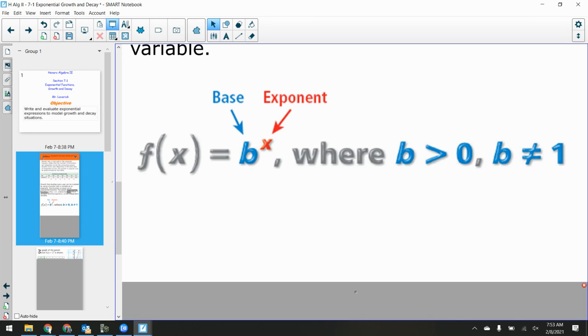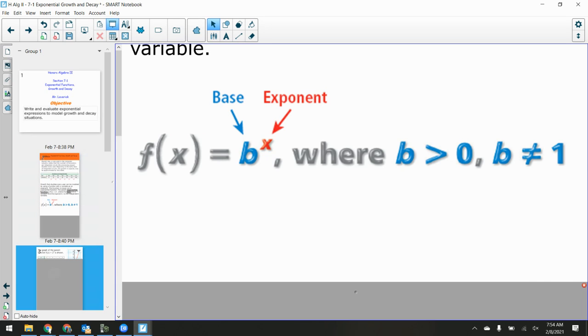Also, b cannot be equal to 1. Why is b not equal to 1? What happens when I take 1 to the x power? It's always what? 1. 1 to the 5th, 1. 1 to the 10th, 1. 1 to the millionth, 1. It doesn't matter. So that actually comes out to be a constant function. So what are we implying here? What's left over? Well, b could be somewhere between 0 and 1, not equal to 0, not equal to 1. Or it could be anything bigger than 1, right? And that's going to define whether we have exponential growth or exponential decay.